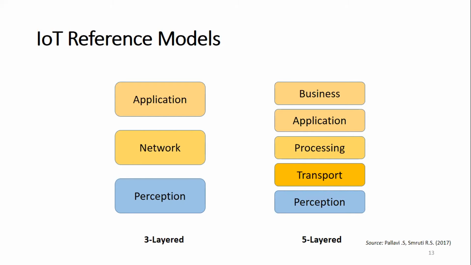So the processing layer is known as the middleware layer, and it stores, analyzes, and processes huge amounts of data that come from the transport layer. It can manage and provide a diverse set of services to the lower layers. And it also employs many technologies such as databases, cloud computing, and big data processing modules. And the business layer manages the whole IoT system, including applications, business and profit models, and also the privacy of the user.